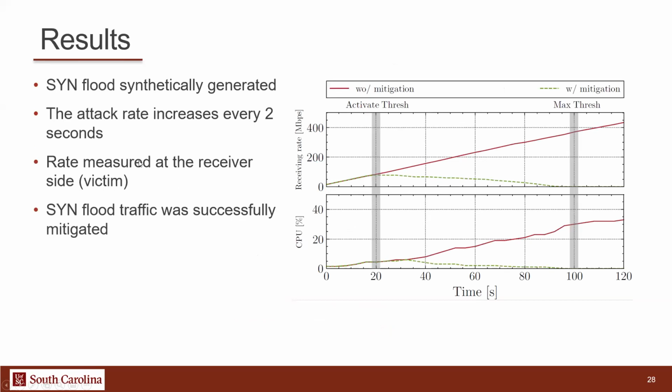So we generated some flooding traffic, a SYN flood attack. And every 2 seconds, the attack rate increases. And the values that you see here in this graph are measured on the receiver side, which is the victim. What we can see is that this line here represents the activate threshold. This is the max threshold. And we started pushing data. You can see the receiving rate increasing. Now, when we get to that threshold, we start probabilistically dropping packets when we apply our solution. Whereas if you just keep it, it's going to keep increasing and basically consuming the bandwidth in your network.